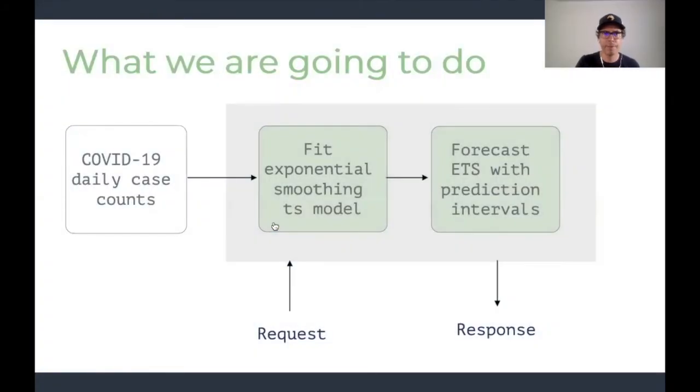Let's outline what function we are going to build. The function takes some request parameters. Based on that, it retrieves data from an API that contains daily COVID-19 case counts based on the Johns Hopkins University's global dataset. Then we fit an exponential smoothing time series model to these observations. Finally, we make a forecast and send a response containing these expected values and prediction intervals around them.